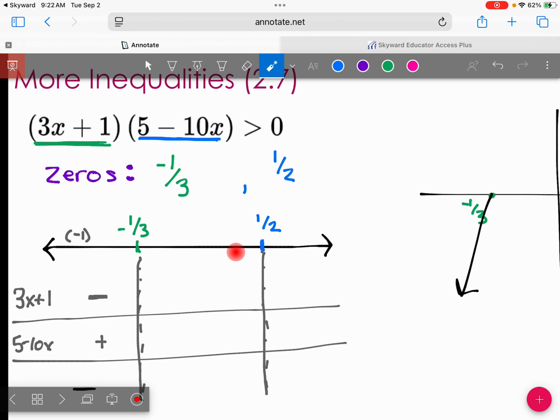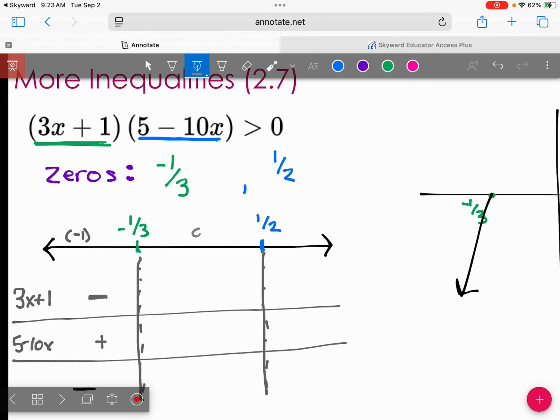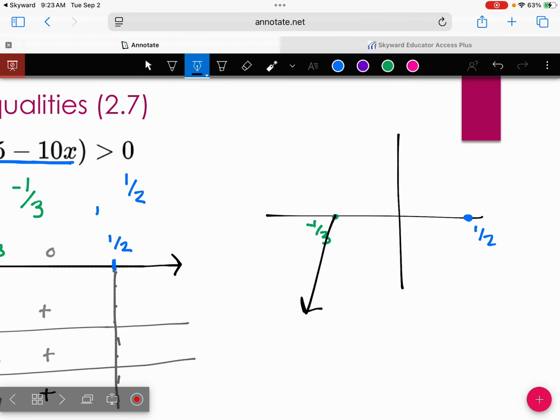Then we're going to think between negative 1/3 and 1/2. So what is a number between negative 1/3 and 1/2? 0. We like 0. 0 is a lovely choice. So if we have 0 in 3x plus 1, is that going to be positive or negative? Positive. If I put 0 into 5 minus 10x, is that going to be positive or negative? Positive. So if I have a positive factor and a positive factor, is my whole function going to be positive or negative? Positive. So all the way between negative 1/3 and positive 1/2, we have a positive value here.